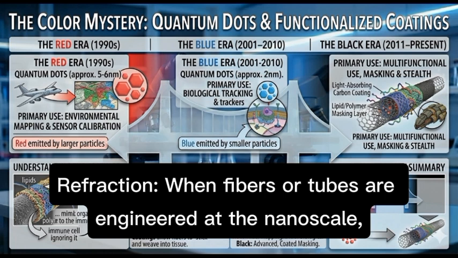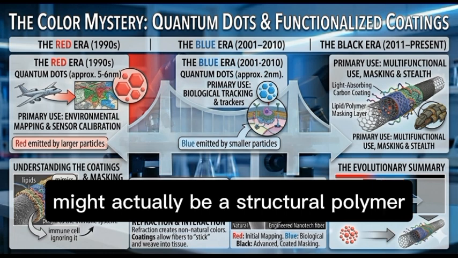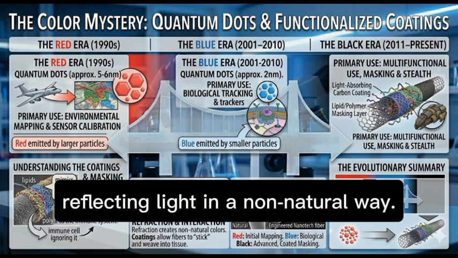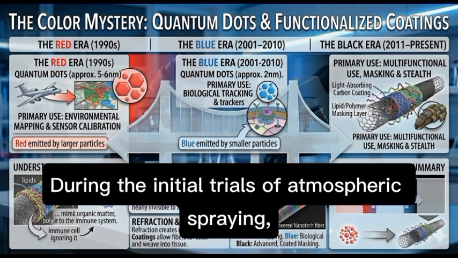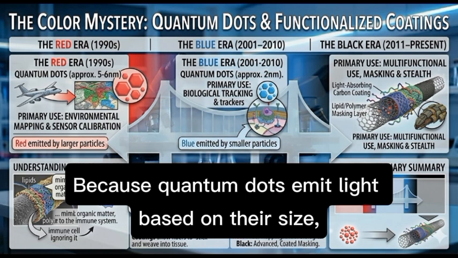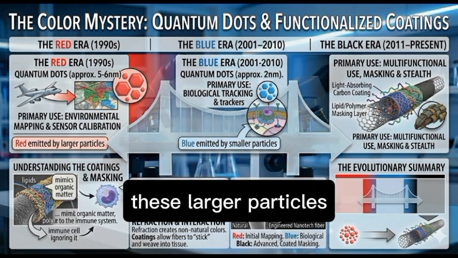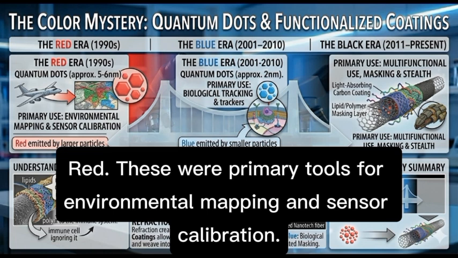Refraction. When fibers or tubes are engineered at the nanoscale, they can manipulate light. What looks like a colorful bug might actually be a structural polymer, reflecting light in a non-natural way. The Red Era, 1990s to 2026. During the initial trials of atmospheric spraying, larger quantum dots were often used. Because quantum dots emit light based on their size, these larger particles, approx. 5 to 6 nm, emit a vibrant red. These were primary tools for environmental mapping and sensor calibration.